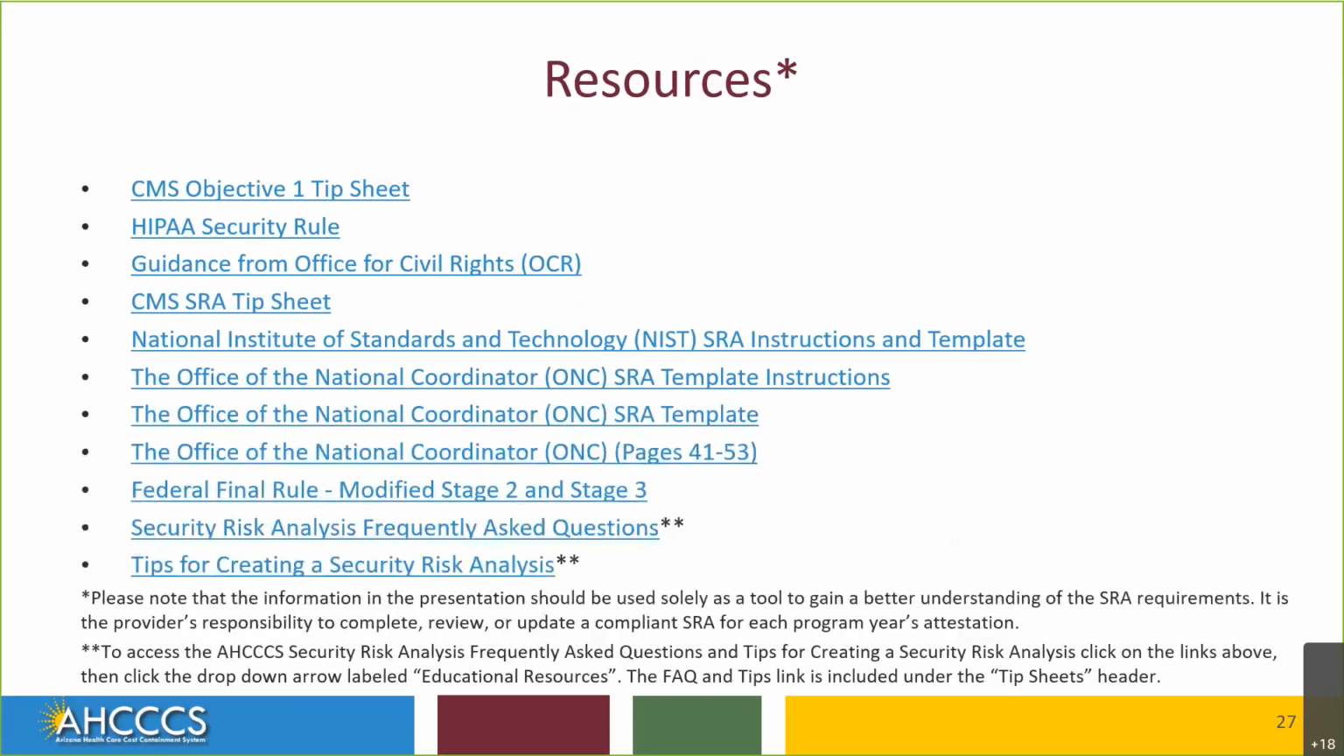So here are some resources and things that we pulled from. If you have questions or want to see where we pulled it from, these are all links that will take you to different websites. The first one is the Objective 1 tip sheet from CMS. It's on the CMS website. You can click on that link, and it takes you straight there. There's also the HIPAA security rule, which is where we pulled a lot of the requirements from, and the guidance from the Office for Civil Rights.